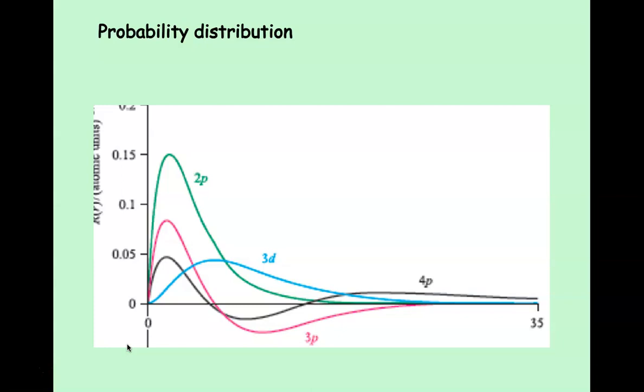Why do the 4p and the 3p seem to go negative the further you get out? Well, they're not likely to go there. So don't worry about this whole negative idea, but we're just showing you that the p orbitals do have a higher probability of getting closer to the nucleus than do the d orbitals. Any questions? Okay, and we are done.